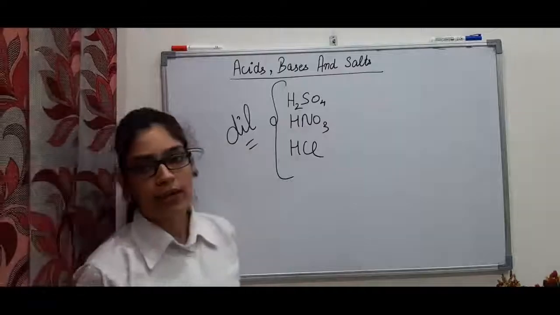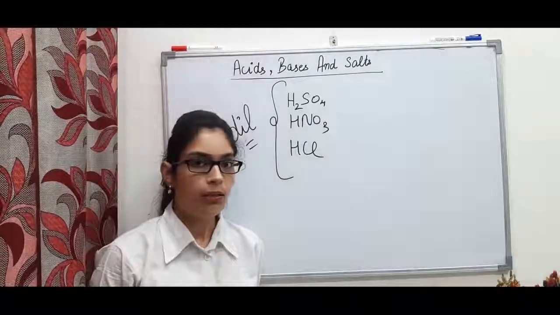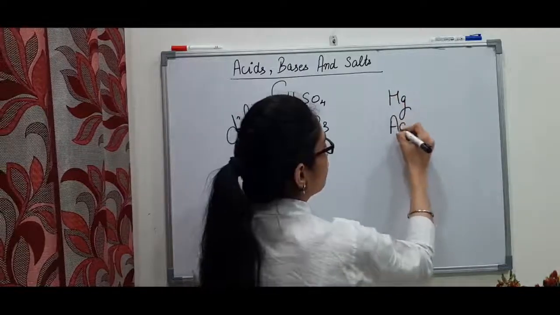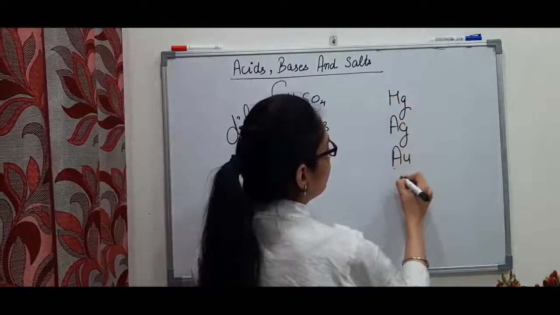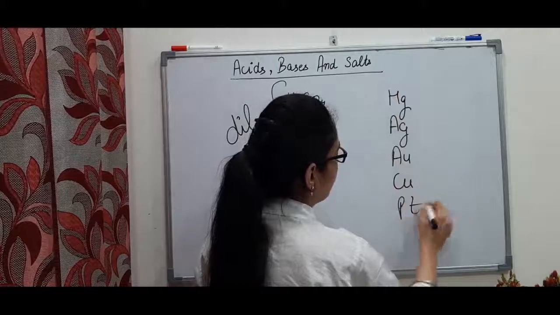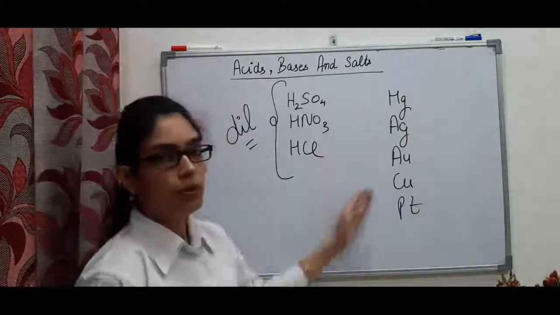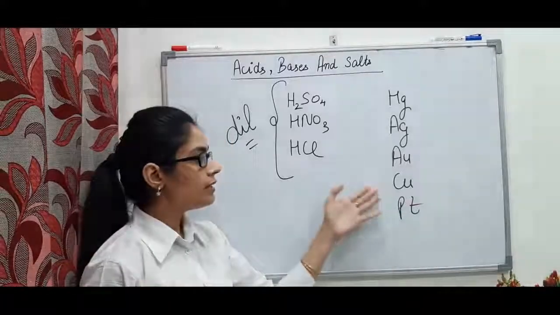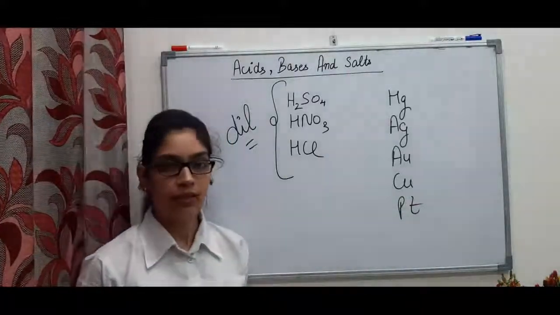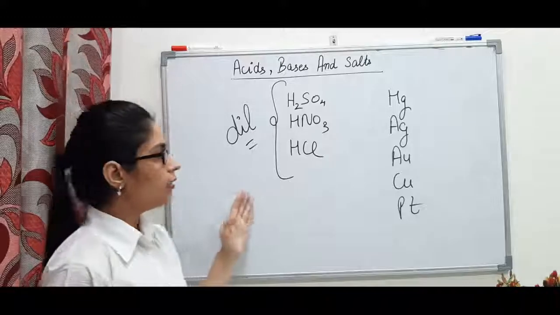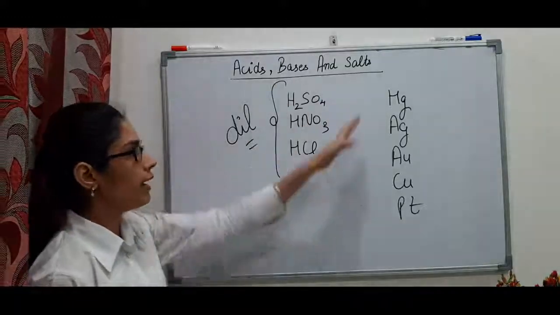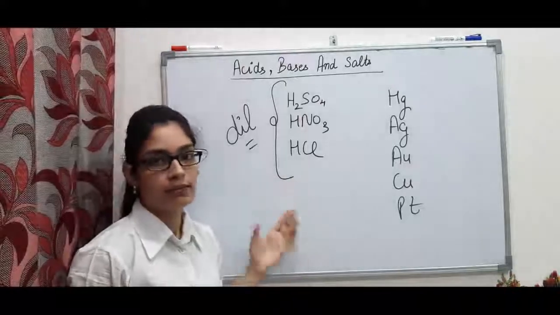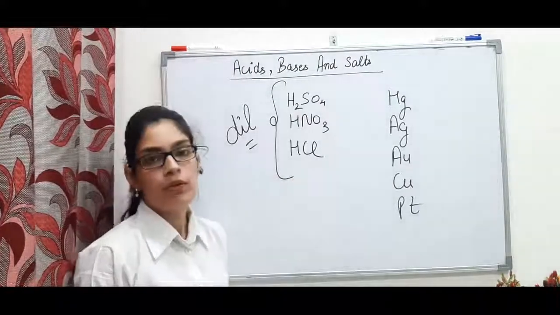And while doing reactions with metals, we can use any metals except mercury, silver, gold, copper, and platinum. We won't use these metals in any of our chemical reactions, since these metals are very least reactive, and in case of using acids, we will only use these three dilute mineral acids. So now let's do the reactions.